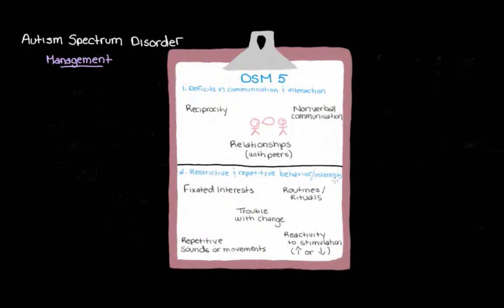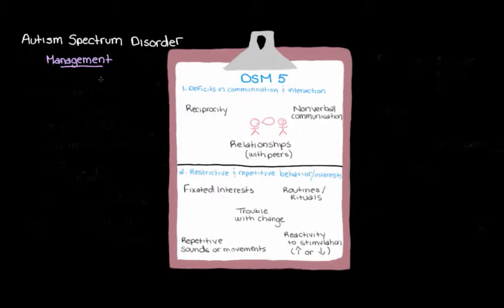And we can see here that there are a few different ways that these problems could manifest. So this is what we would look for if we were trying to figure out if someone has autism spectrum disorder. And since these are the main problems that someone with autism spectrum disorder can experience, well, it's these that we also want to focus on when we're thinking about managing autism spectrum disorder.